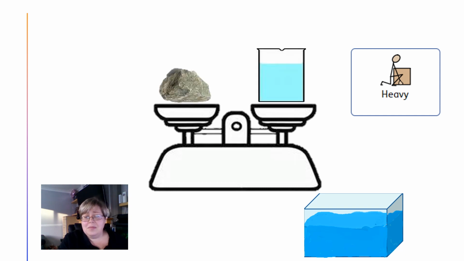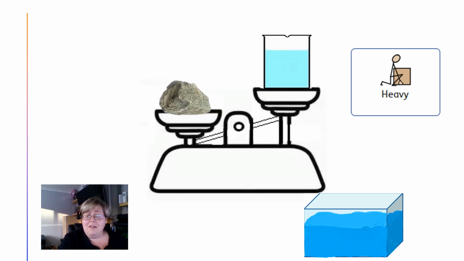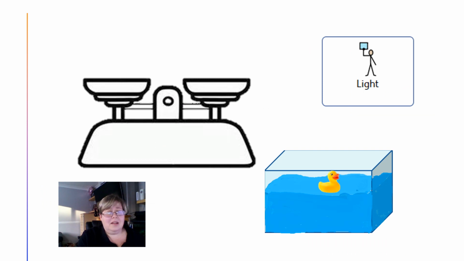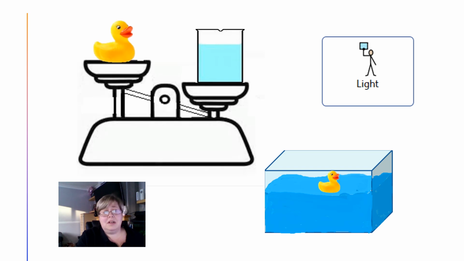Now, the reason the stone sinks is because it's very heavy. The stone is heavier than the water, so it sinks to the bottom. Now the duck is very light. The duck is lighter than the water, so the duck floats on top of the water.